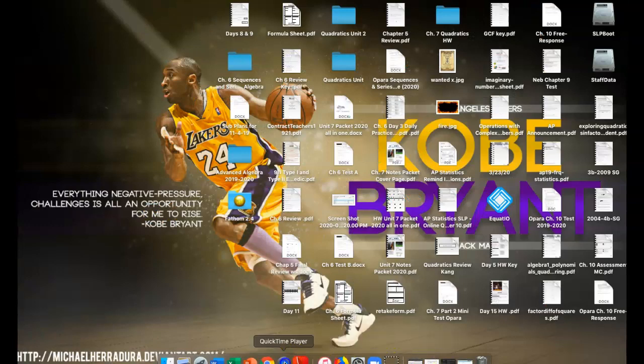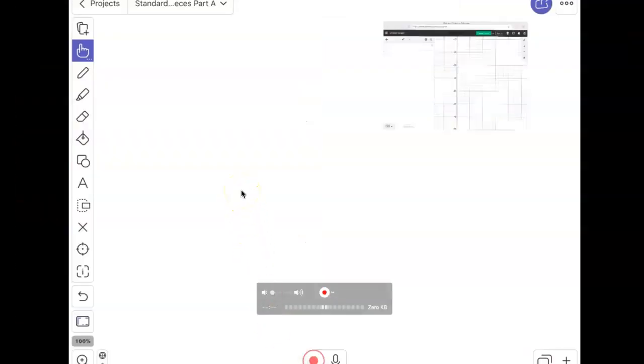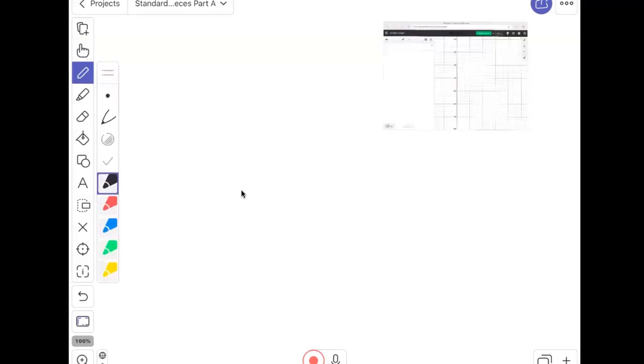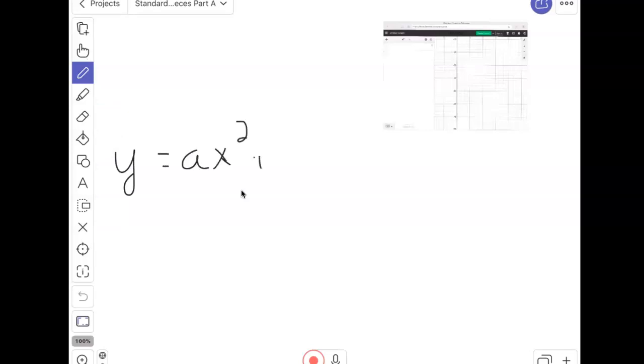All right, so today we're going to talk about standard form and a couple of pieces that it tells us. Standard form, when we write a quadratic, is y equals ax squared plus bx plus c. And the a value, which goes in the front, this tells us something. So we normally put a number in there.